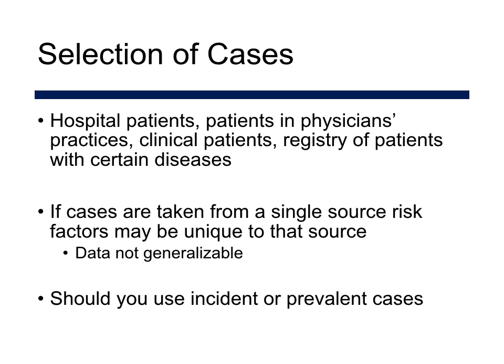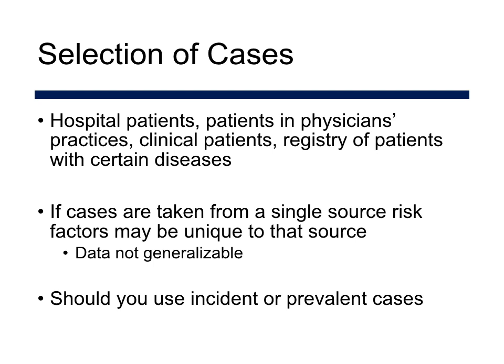Incident cases equal newly diagnosed cases, and prevalent cases equal those who have had the disease for some time. When selecting cases, you can use incident cases or prevalent cases. Cases can be selected from hospital patients, patients in physicians' practices, clinical patients, registries of patients, and a number of different records. If cases are taken from a single source, there is a risk that the results won't be generalizable as the sample may not be representative of the general population.